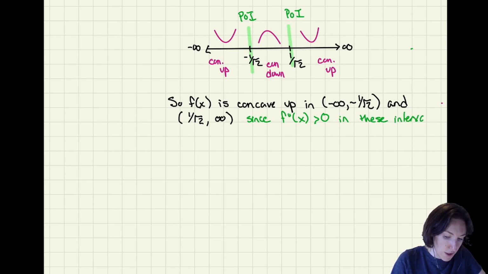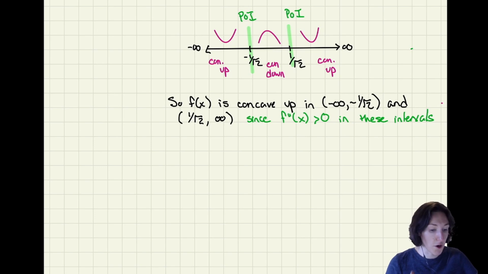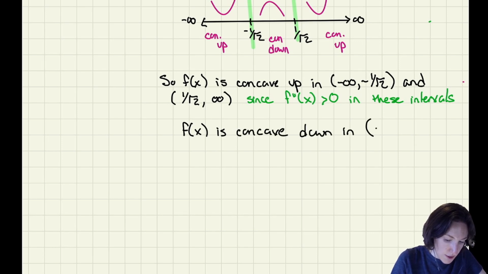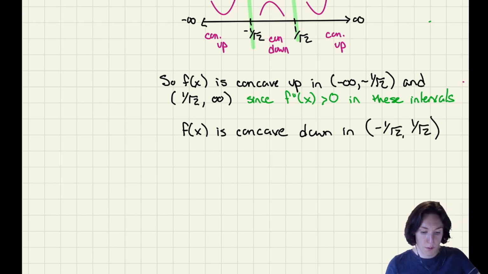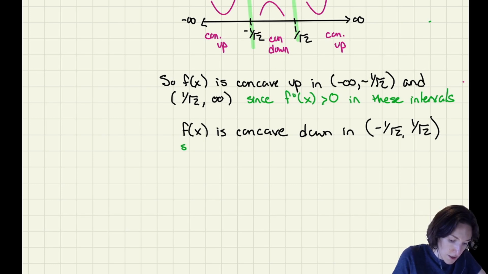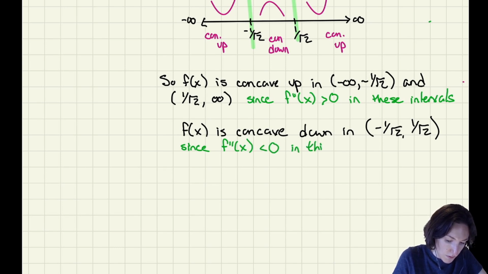Okay, so that would be your justification. If you don't want to do the chart, please make sure you state this part in green. F of x is concave down in the interval from negative 1 over root 2 to positive 1 over root 2. And then I'll put in green, if you don't want to do the chart, since f double prime of x is less than 0 in this interval.